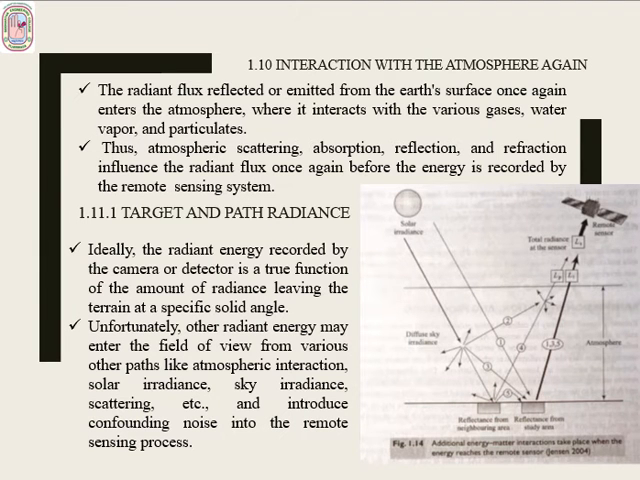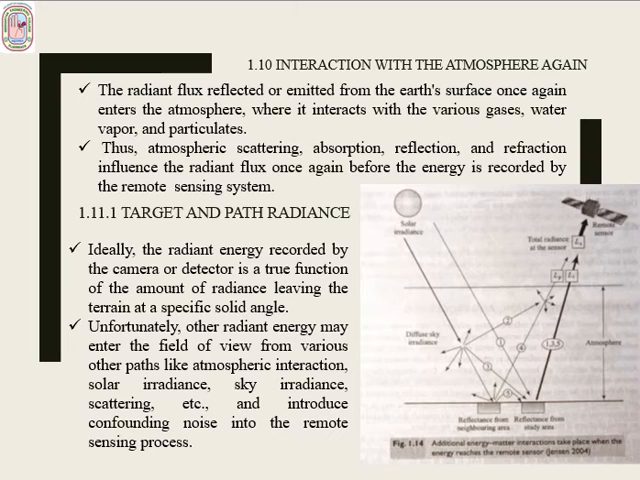Here, once the radiant energy has interacted with the object or area of interest, it will reflect back towards the satellite. Then it will again interact with the atmosphere. So, that is the interaction with the atmosphere again. The radiant flux reflected or emitted from the earth's surface or area of interest once again enters the atmosphere, where it interacts with various gases, water vapors and particulates. Thus, atmospheric scattering, absorption, reflection and refraction influence this radiant flux once again before the energy is recorded by the remote sensing system.